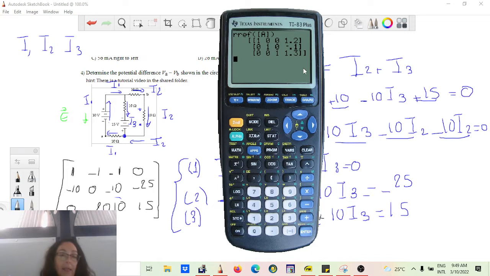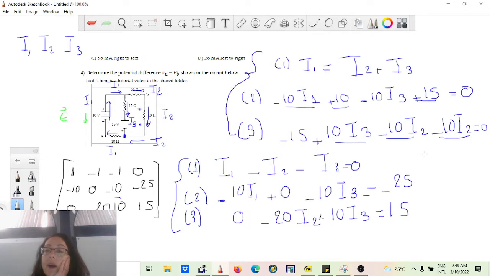Okay. And then we find the answer. So the answer is 1.2, minus 0.1, and 1.3. You see, it's a diagonal matrix. There is a methodology to get diagonal. I just don't know how to do it.